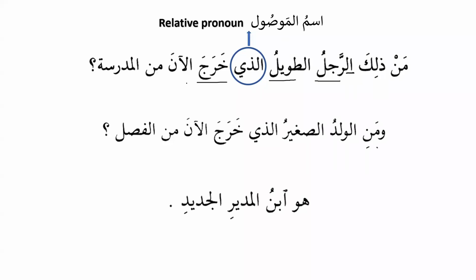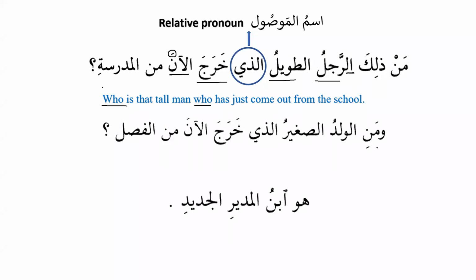So kharaja went out al-ana now, and al-ana is also an adverb, it's a dharf, and we know that all the adverbs, they end with fatha. Min al-madrasati, from the school. So we will say, who is that tall man who has just come out from the school? So here, the first who, it means man. The first one is man, and the second one is here, which is basically used for alladhi, who has just come out from the school.